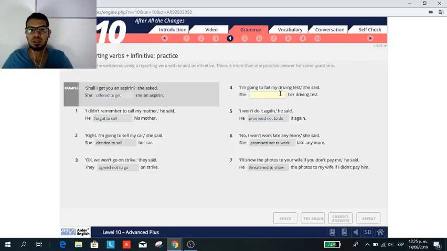Fair, forgot, agreed, promised. I think here is refused. I'm not sure. Okay. Let's see. Refused to work. Oh, no. Yeah, she promised not to work late.